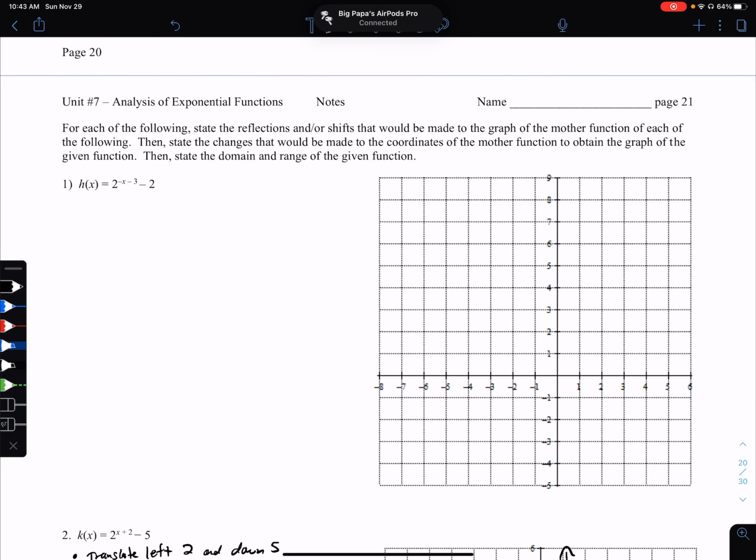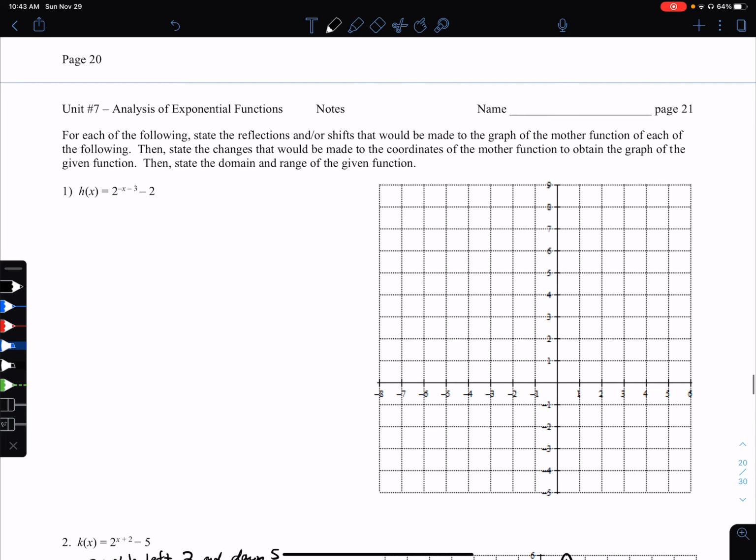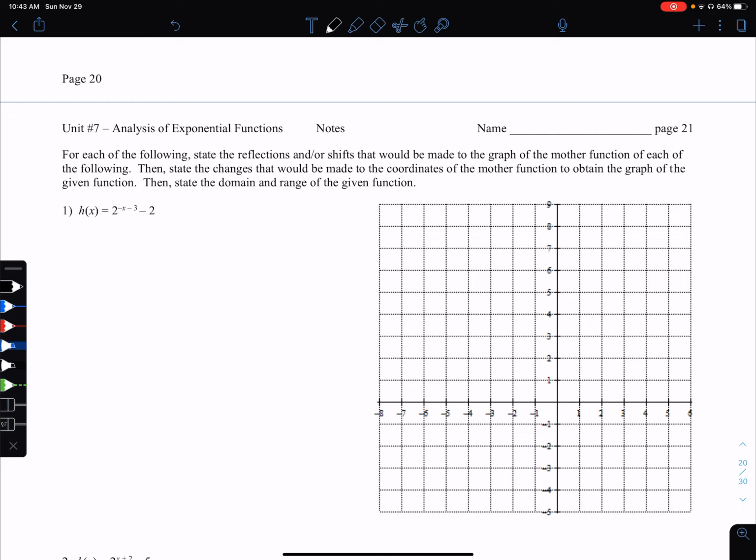Pre-AP Calculus, we're in note 7.5, looking at another example. For each of the following, state the reflections and/or shifts, that's translations, that would make the graph of the mother function, be careful, of each of the following. Then state the change that we made to the coordinates of the mother function to obtain the graph of the given function. Then state the domain and range of the given function.